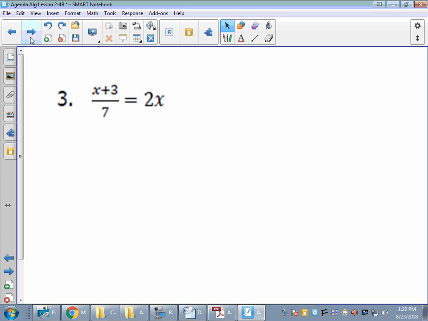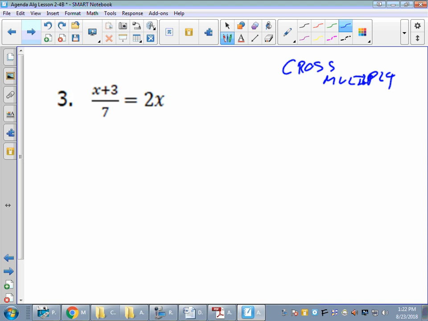All right, now let's do this one, problem number 3. I want to do them all, one with each of them, so let's do this one where we're cross multiplying. But remember, if you're going to cross multiply, then you need fractions on both sides. So how can I make this 2x a fraction? Well, I could just put a 1 underneath it, and it'd be the same thing. So x plus 3 over 7 equals 2x over 1.